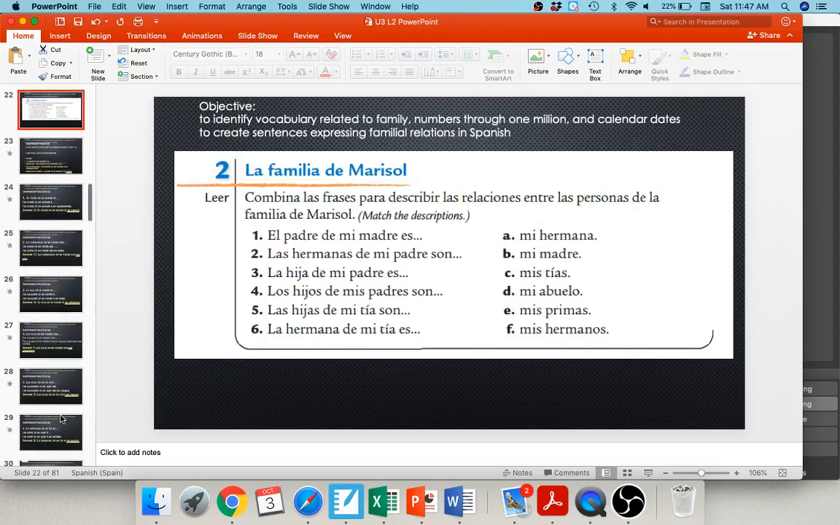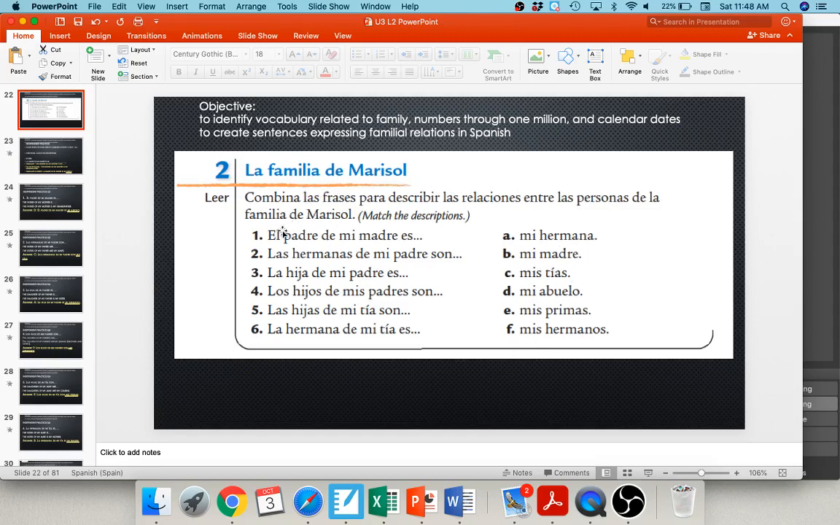Okay, as you take a look here, remember our objective, we are still identifying family members, numbers through a million, and calendar dates. And here we're also creating sentences expressing familial relations in Spanish. So as you look here, this time we're talking about a different family. Instead of la familia de Rodrigo, the family of Rodrigo, we're talking about la familia de Marisol. It tells you here that you should combina las frases para describir las relaciones entre las personas de la familia de Marisol. Basically, you're just matching these up.